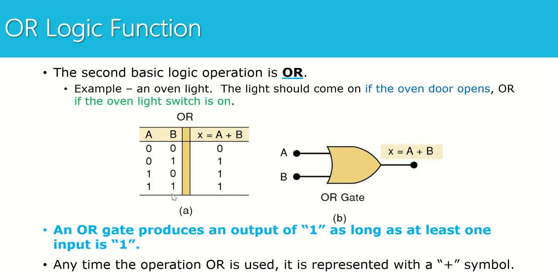Notice this time with the expression, we use a plus symbol to represent OR. So again, the output of this OR gate here is called output X, and I would say X equals A or B. It's not A plus B. If you look over here at the truth table, I usually get students who say, well, 0 plus 0 is 0, 0 plus 1 is 1, 1 plus 0 is 1.